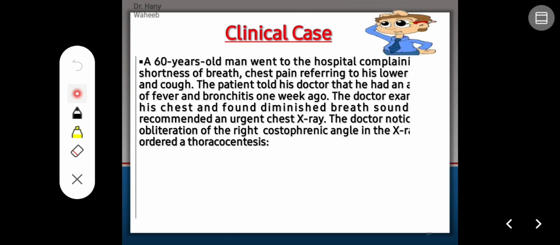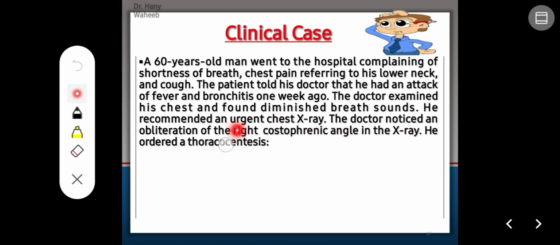Clinical case. A 60-year-old man went to the hospital complaining of shortness of breath. He has dyspnea, chest pain referring to the lower neck, and cough. The patient told his doctor that he had an attack of fever and bronchitis 1 week ago. The doctor examined his chest and found diminished breath sounds. He recommended an urgent chest X-ray.